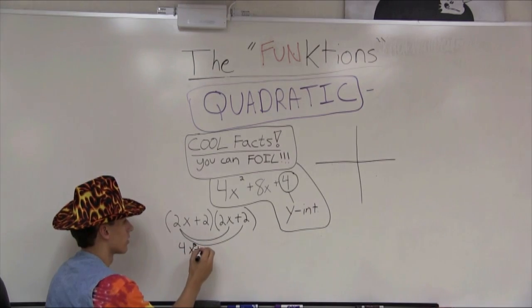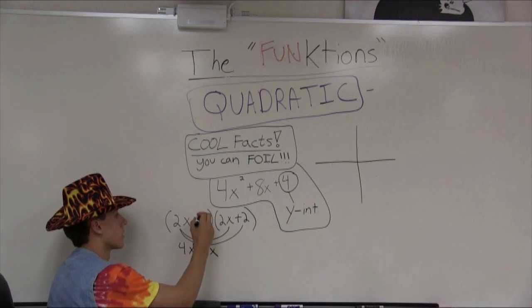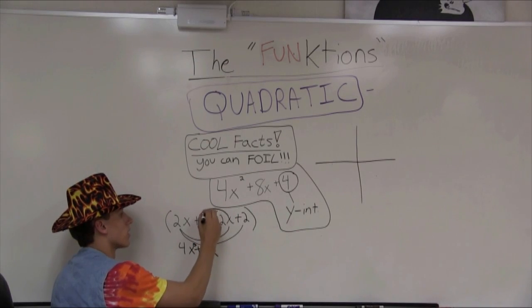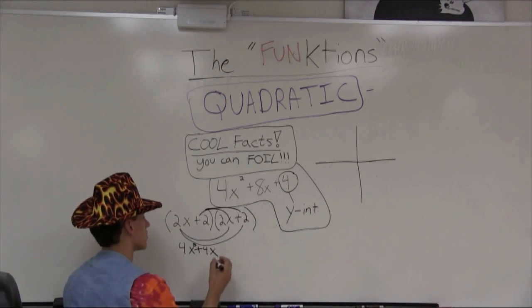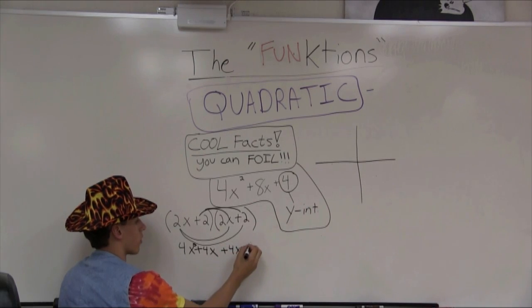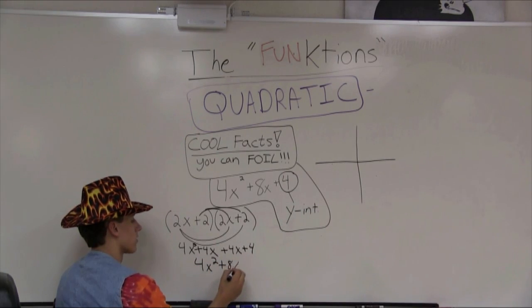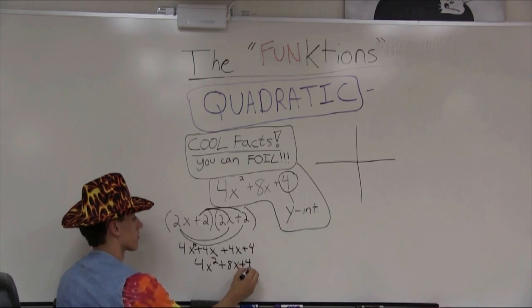So at the very end you get 4x squared plus 4x. Then you do the same with the 2. So you bring that over, and bring it over again. So in the end you get 4x squared plus 4x plus 4x plus 4. And you get 4x squared plus 8x plus 4.